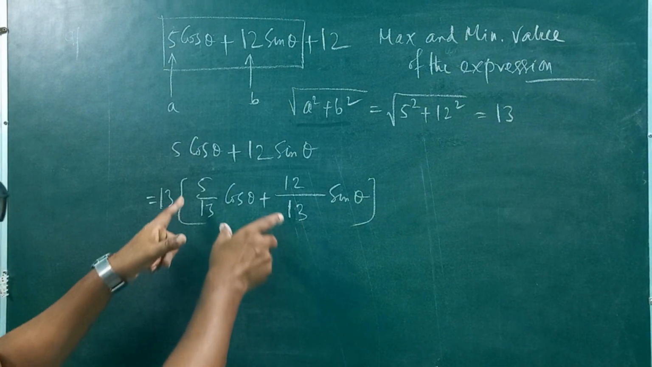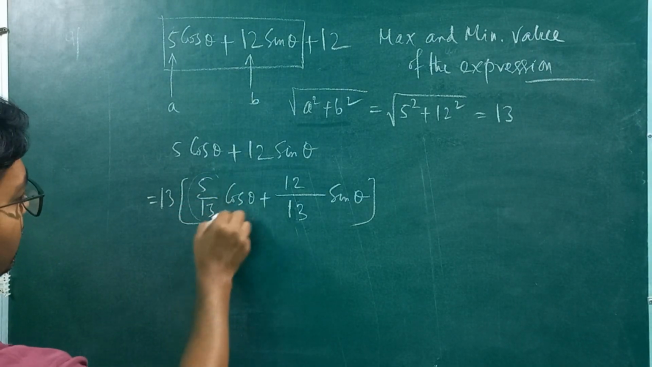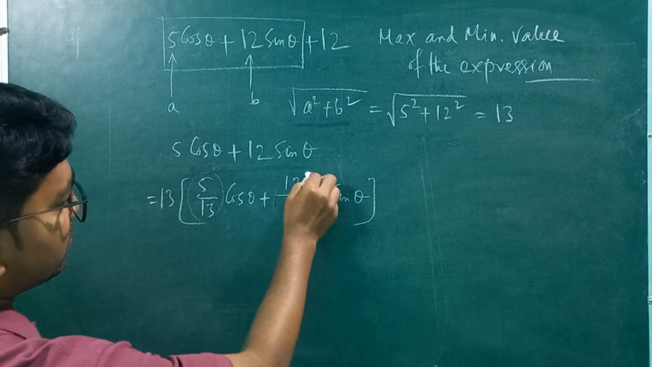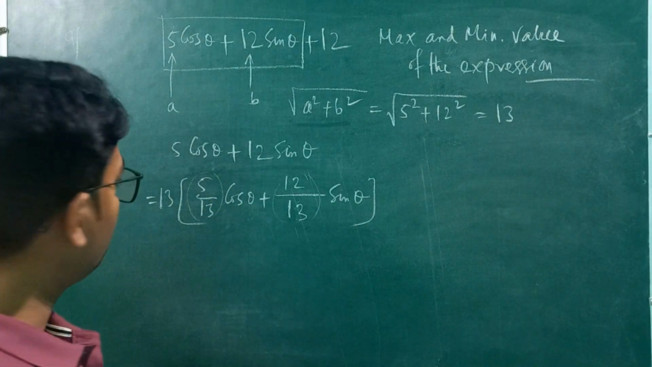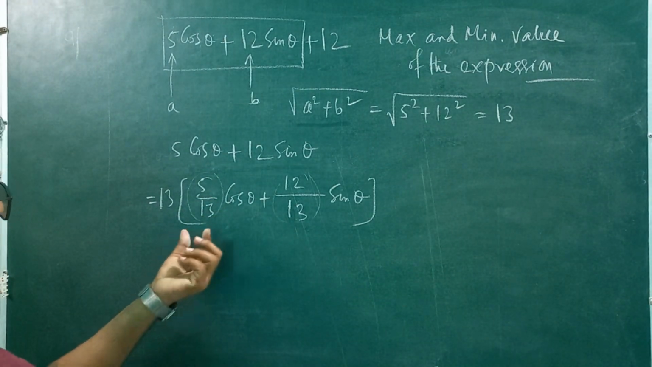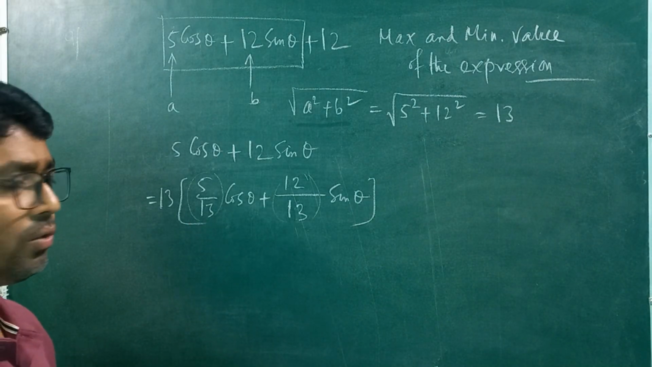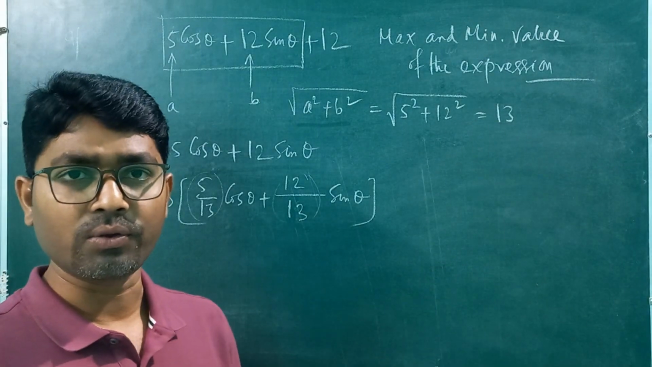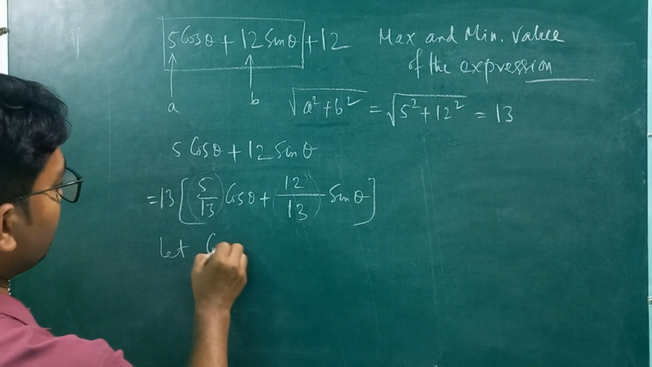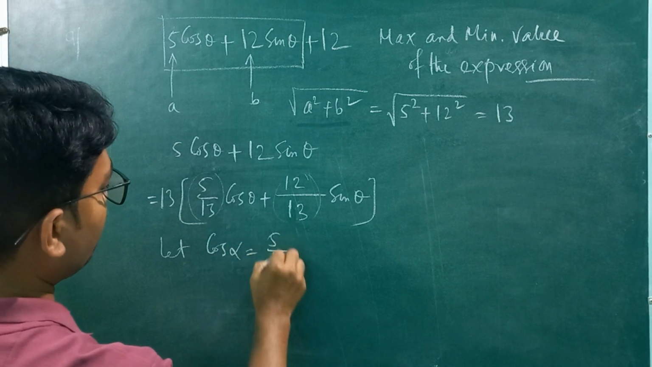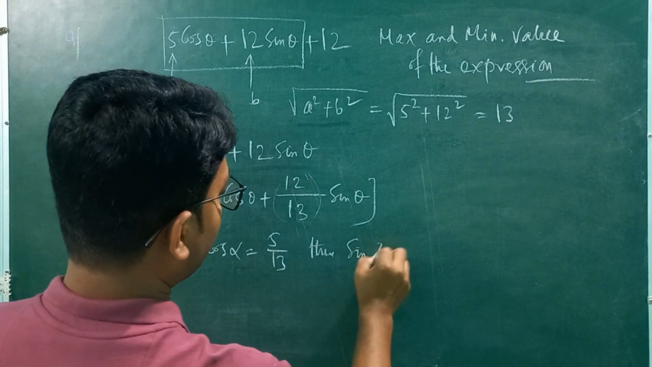Now if you want to convert this expression into a cos structure, then you take this one as cos and this one as sin. See, this value 5 by 13 is a proper fraction, so it may be a value of sin theta or cos theta, because we know all the values of sin and cos lie between -1 to +1. So say we take cos alpha equal to 5 by 13. Then what is sin alpha?